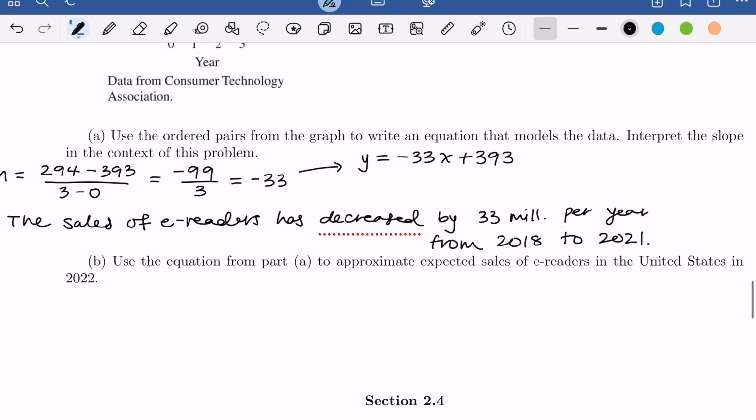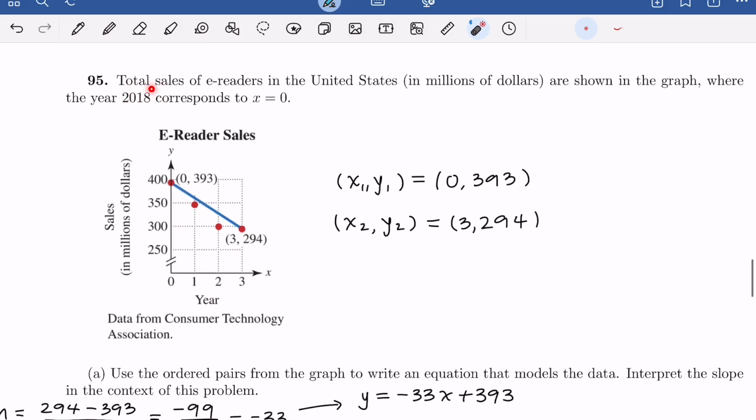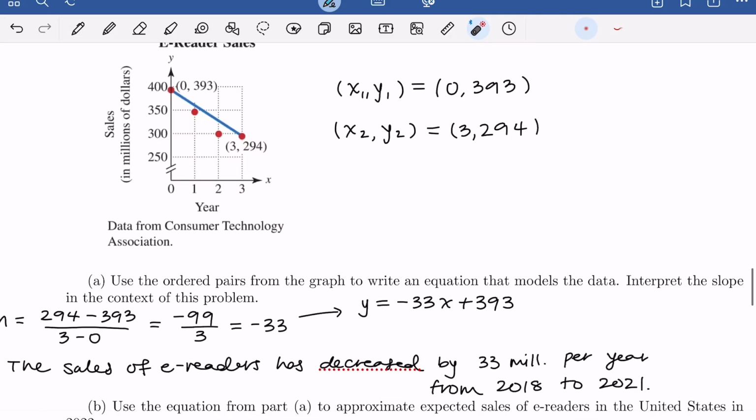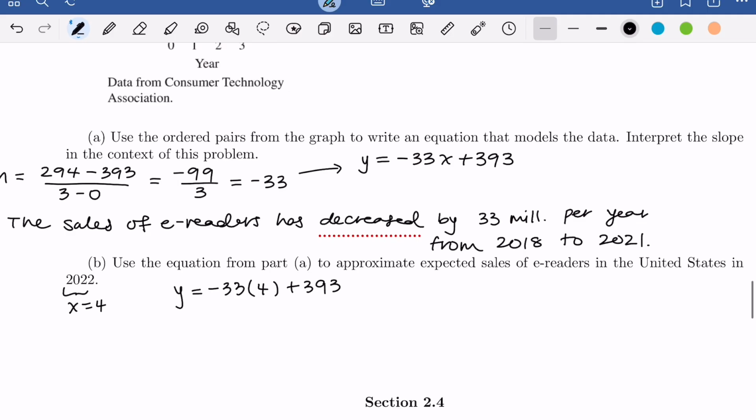So in this case, our x value is going to be 4. Because remember, if x is equal to 0, that's going to correspond to 2018. So this is 2019, 2020, 2021. So 2022 is going to be x is equal to 4. So we're just going to plug in this value of 4 into our equation. So we're going to have negative 33 times 4 plus 393. This is going to give us 261 million.